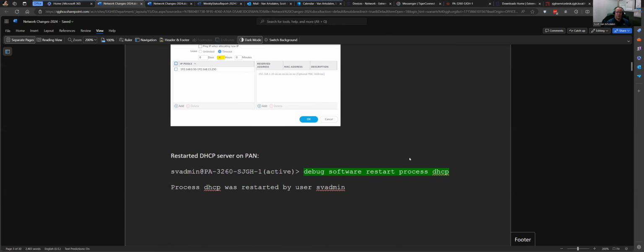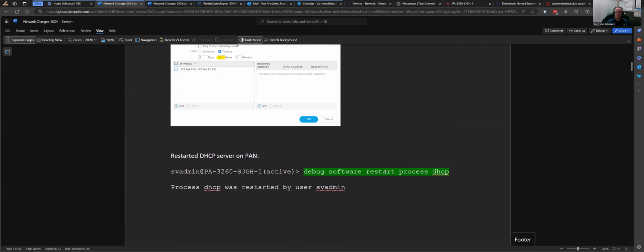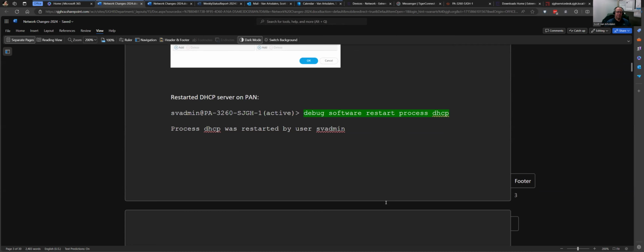And then also over here, this is the command to restart the DHCP process on the firewall: debug software restart process DHCP. So make a change like that, just like on a Microsoft server, you've got to restart the DHCP server.